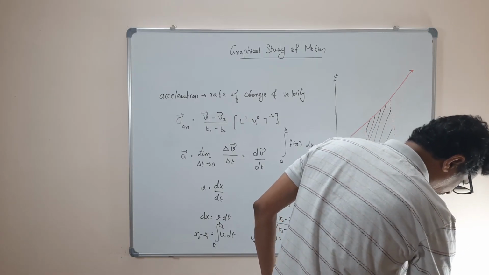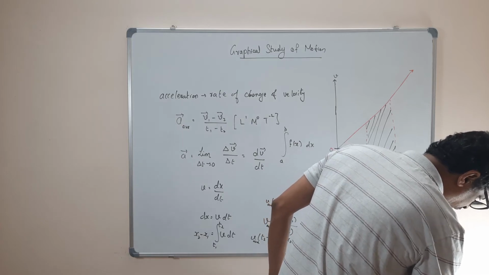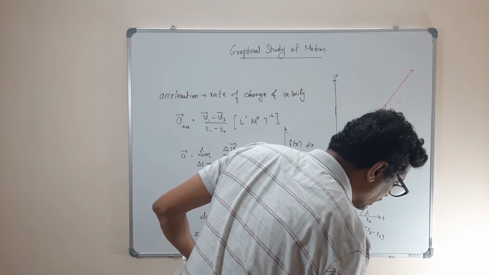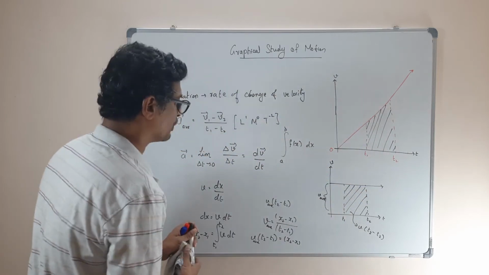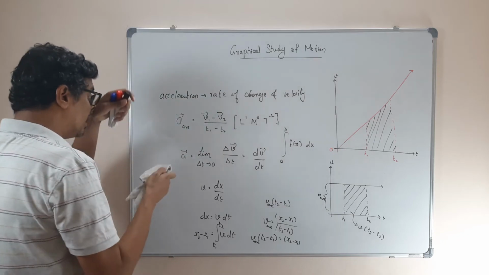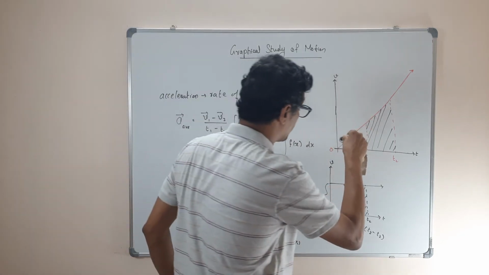Yeah, that's what they have written. Area equal to integral of V dt from T1 to T2. Oh, correct. That's exactly what they have written. Okay, and the same thing, I can do that. Then I will go for it.